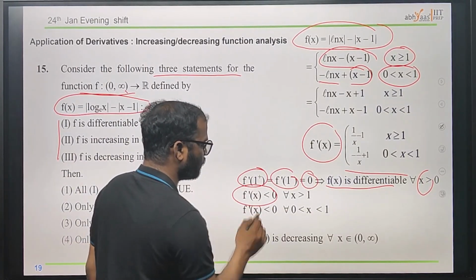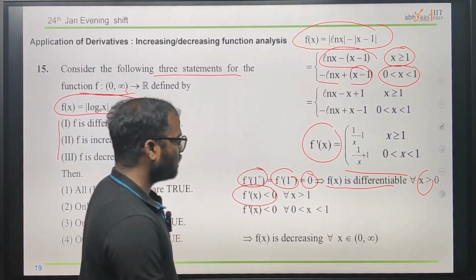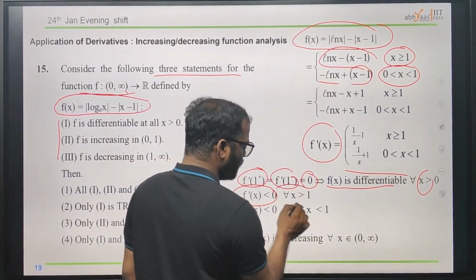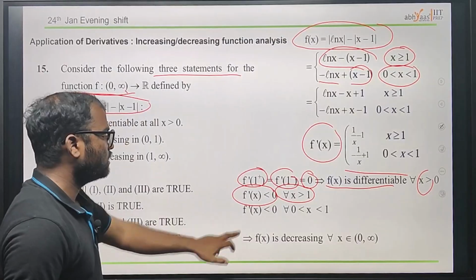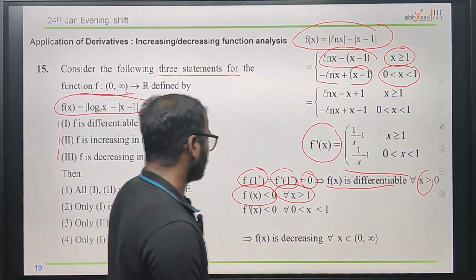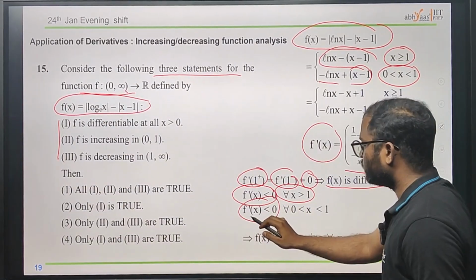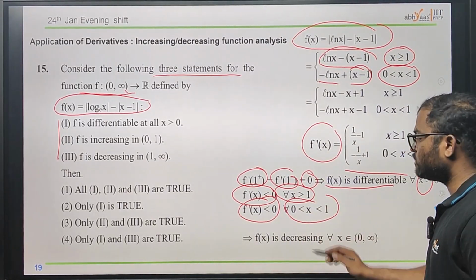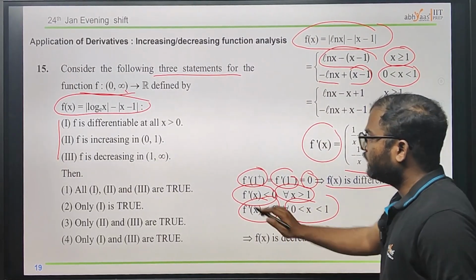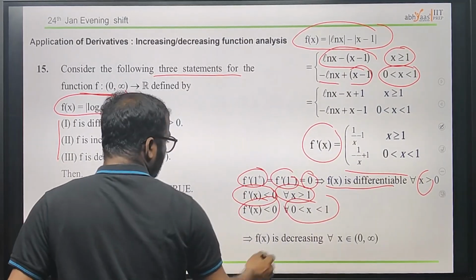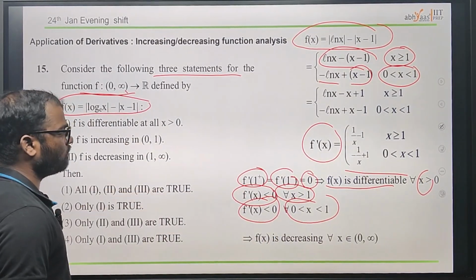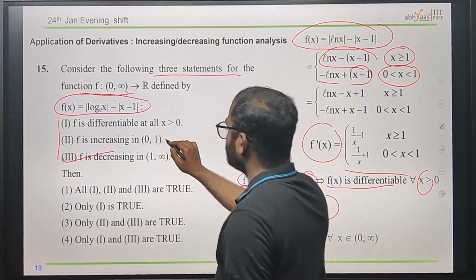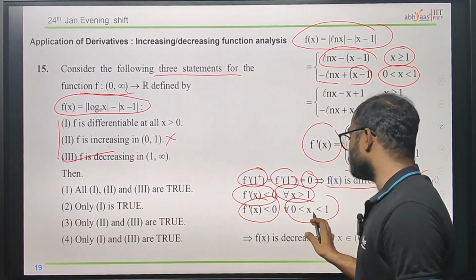Now for f dash less than 0, we will check the critical point to see whether it is increasing or decreasing. For all values of x greater than 1, it is decreasing. Also between 0 and 1 it is decreasing. Therefore it is decreasing between 0 and 1 and for x greater than 1. Therefore the third statement is correct, and this one is wrong because it is decreasing between 0 and 1.